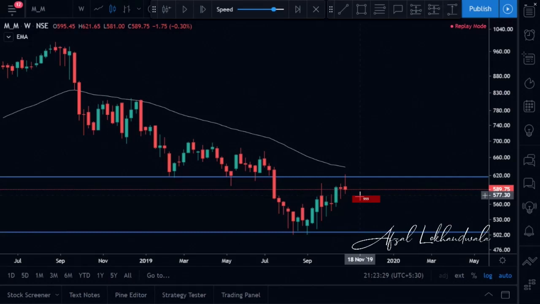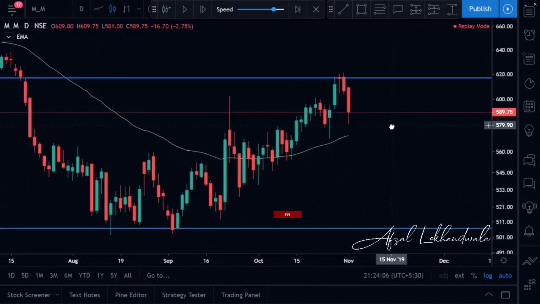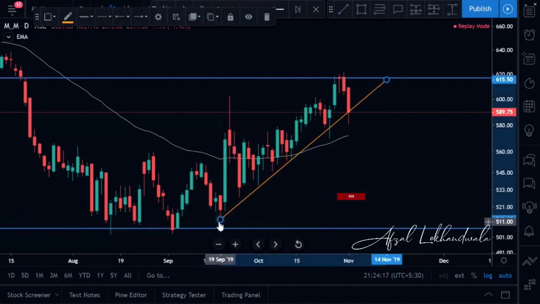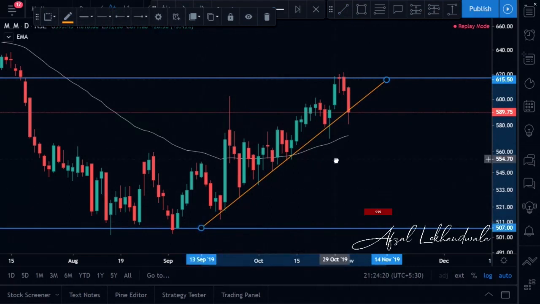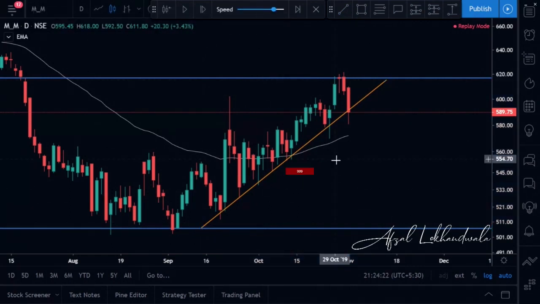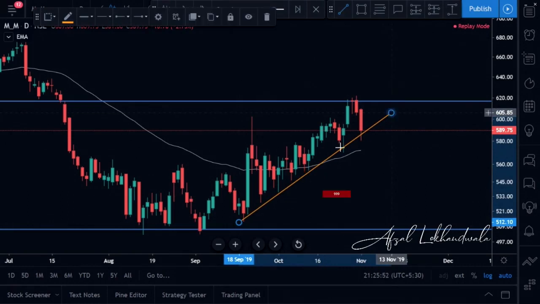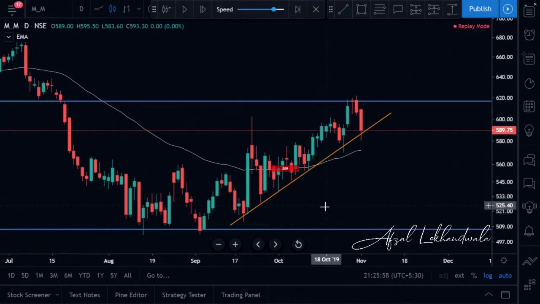Let us go to the daily chart. In the daily chart, we see that the price is in a nice uptrend. It is an uptrend, so let us draw a trend line. So here we have a nice trend line, connecting all the lows. Let us analyze the candlesticks in the daily.